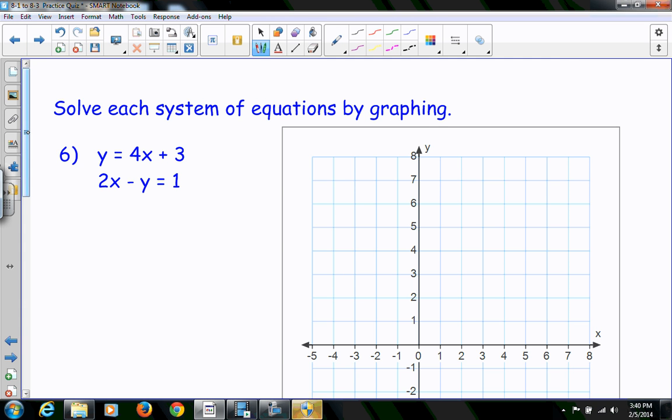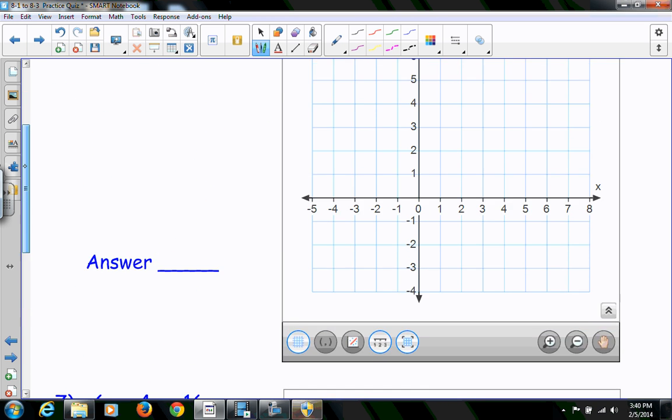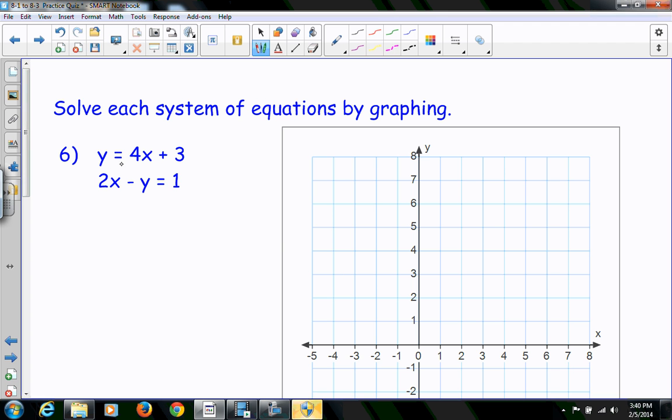All right, moving on here. Solve each system of equations by graphing. You have two that you have to do here. All right, this one is already in y equals mx plus b form with the slope and y-intercept.